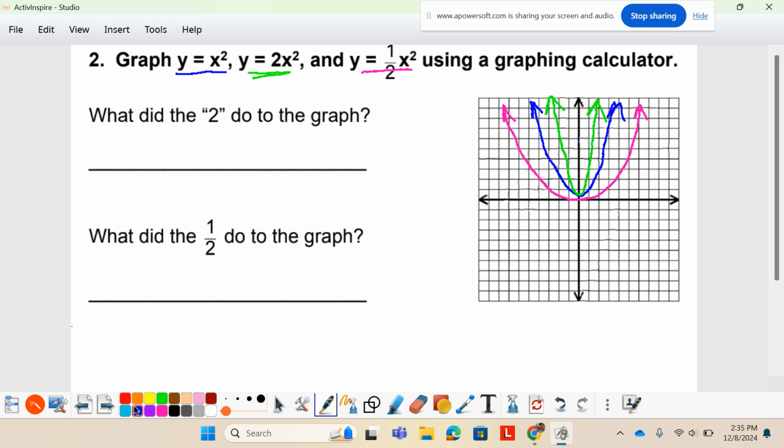So when it asks what the 2 does to the graph, it's going to stretch it. And then the 1/2 is going to compress. They call it shrink on here, but we're going to call it compress because it's getting pushed down, or compressed.